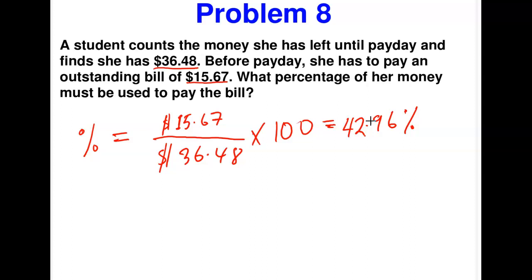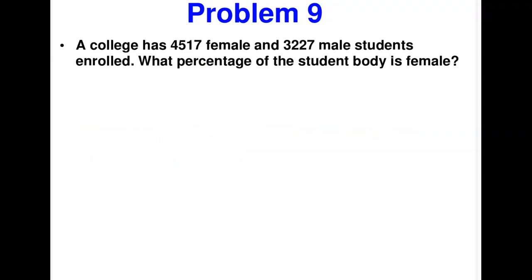Let's go to the last one, another percentage problem, which happens to be the last problem for this section. A college has 4,517 female students and 3,227 male students enrolled. What percentage of the student body is this? The first thing we're going to do is get the total number. Don't forget the total was not given in this case, so you have to punch that into your calculator and get it by adding these.